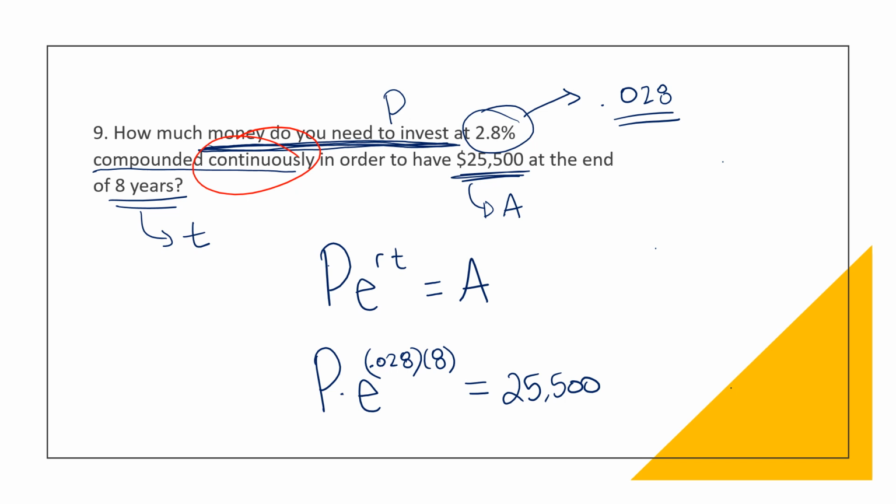So don't let the e freak you out. Just like we keep saying, e is just a number, just like any other number. You're isolating the P. You should notice that P is being multiplied by all of this. So in order to get your P alone, you need to divide by all of this. e to the 0.028 times 8. That got a little sloppy. So just type it in your calculator. Don't evaluate e first and then try to divide 25,500 by that. Don't do that. Just literally divide 25,500 by e raised to the 0.028 times 8. And that should give you your principal.